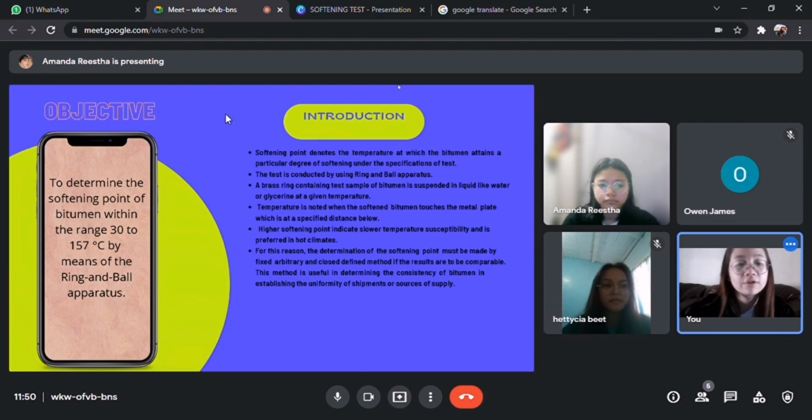For the objective, it is to determine the softening point of bitumen within the range 30 to 157 Celsius by means of the ring and ball apparatus. Maksudnya di sini untuk menentukan takat lembut bitumen dalam julat 30 hingga 157 Celsius dengan cara radas gelang bola. Okay, I will pass it to Hetisia for the purpose.